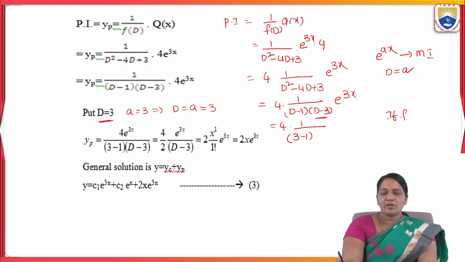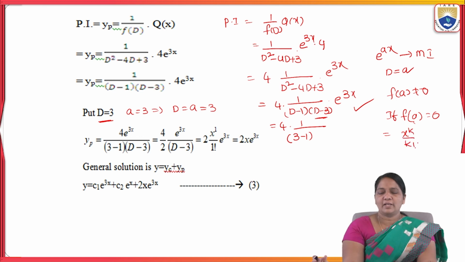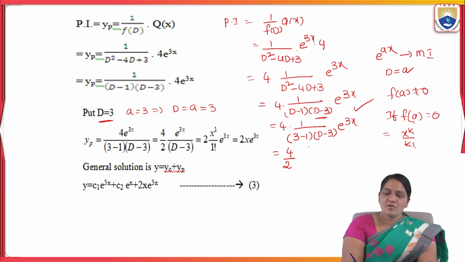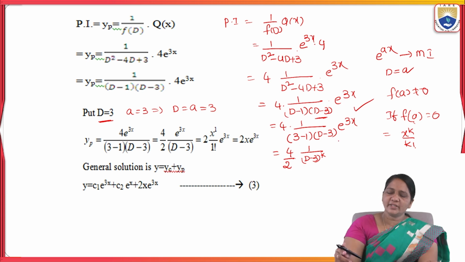If f of a is not equal to 0, then up to this is enough. If f of a equal to 0, we use the formula x power k by k factorial. So D minus 3 as it is we write, with e power 3x, and here 4 by 3 minus 1 is 2. This is the PI of a form. So we write x power k, 1 by D minus 3 power k, and here the k value is 1, with e power 3x.